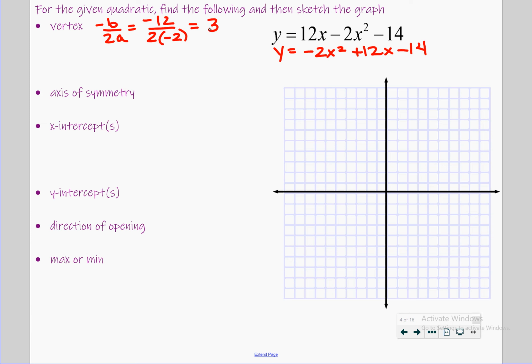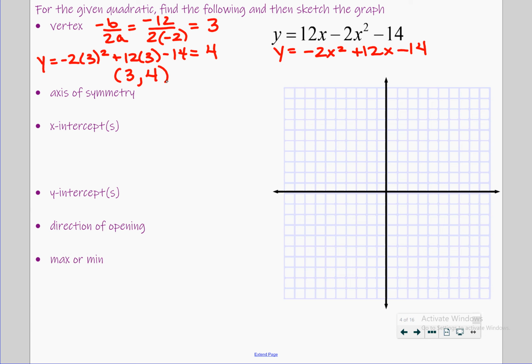If I want the y that goes with that x, what do I do? Plug it in, yeah. So y equals negative 2 times 3 squared plus 12 times 3 minus 14, and you'll have a graphing or a basic calculator for this at least. So let's see, that'll give me negative 18 plus 36, that's a positive 18, minus 14 is 4. So my vertex is (3, 4).